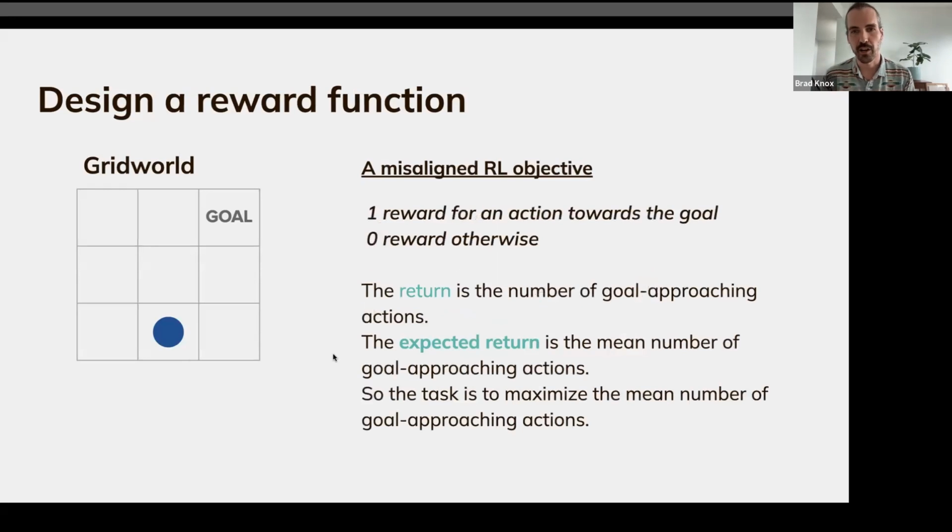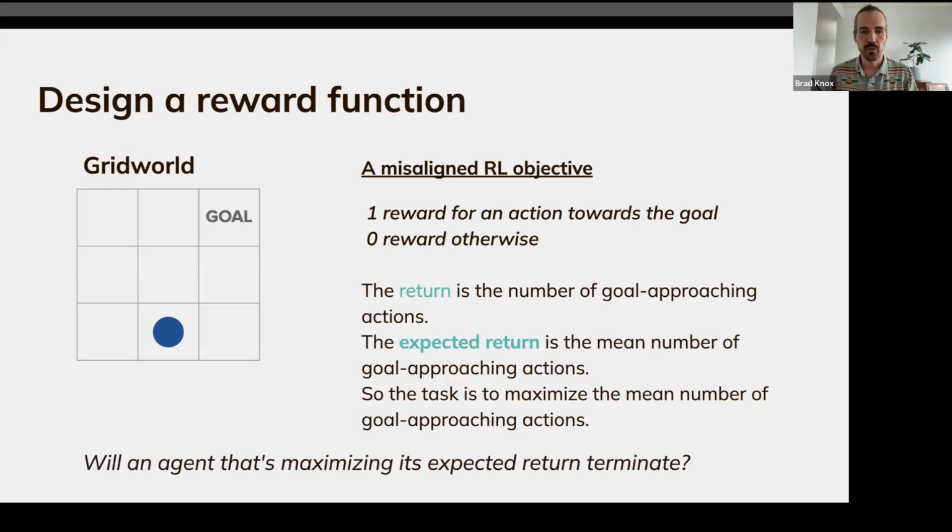Here's a misaligned RL objective that might superficially seem reasonable: giving +1 reward for any action that moves towards the goal and 0 reward otherwise. I won't go through all the English description, but one question here is, will the agent actually terminate if it's acting optimally? And for this, the answer is actually no.